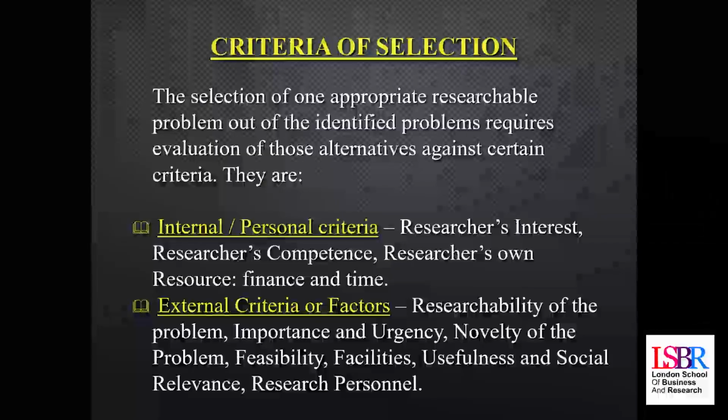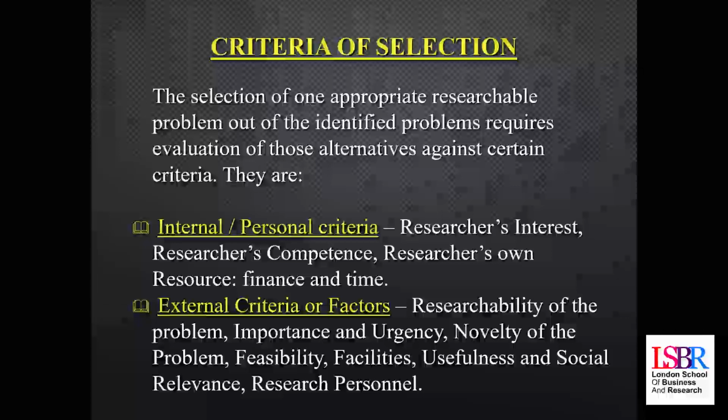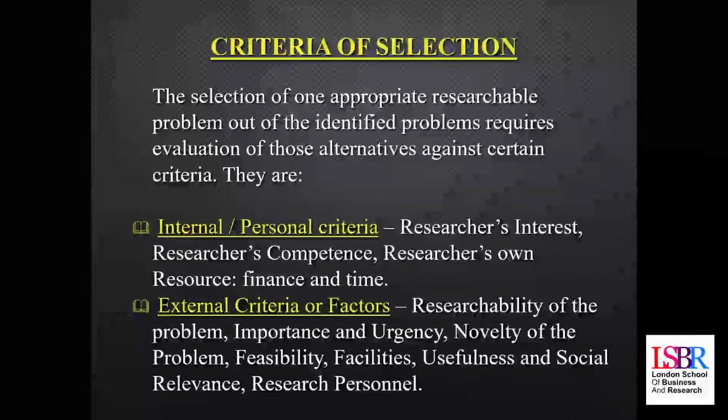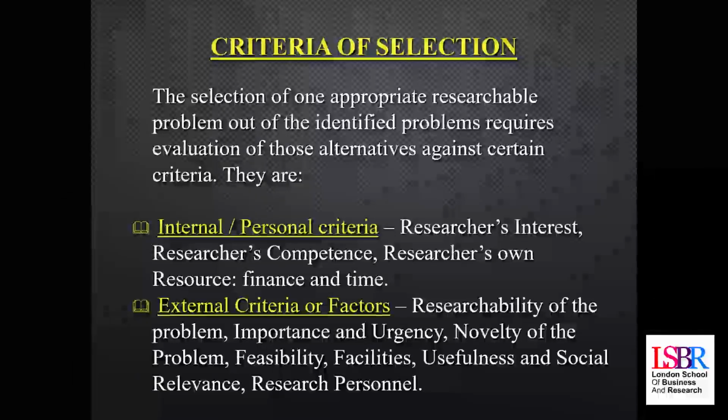But how do you select? Is there a criteria, who's to say that you've chosen right or not chosen right, as the case may be? So it requires some degree of what we call evaluation, okay? And there's 2 levels basically that we are concerned with directly. The internal or the personal criteria level, that's quite important, okay? So researchers' interests, researchers' competence, researchers' own resources, finance, time, these are all internal constraints. These are things that can influence what you can and can't do.